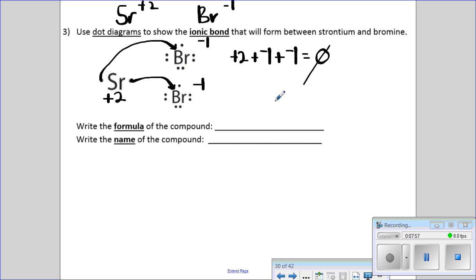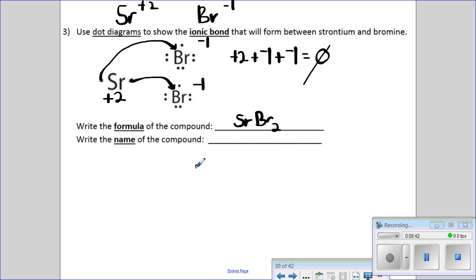So the formula of this compound is going to be Sr, and I'm not going to write the subscript of 1, it is understood, Br2. I have 1 strontium ion and 2 bromine ions. So Sr1, Br2. Also, more importantly, strontium makes +2 ions and bromine makes -1 ions, so I need 2 of these -1s for an overall -2 charge to balance out the +2 charge.